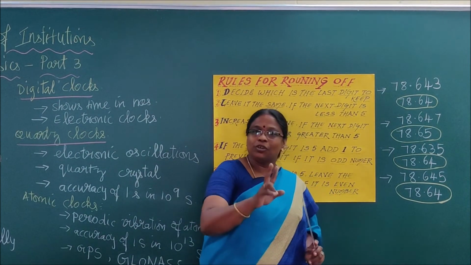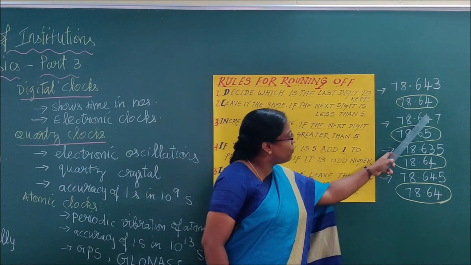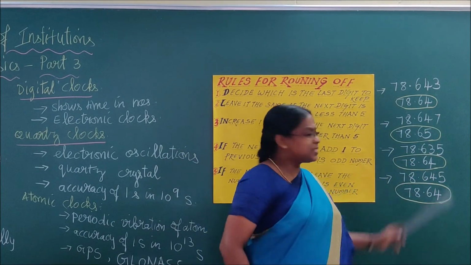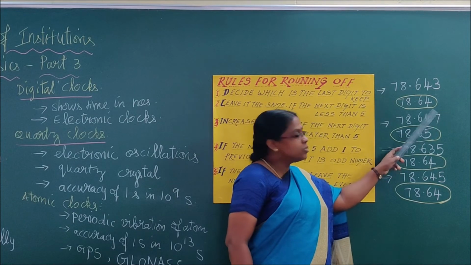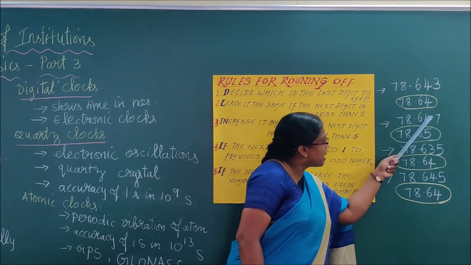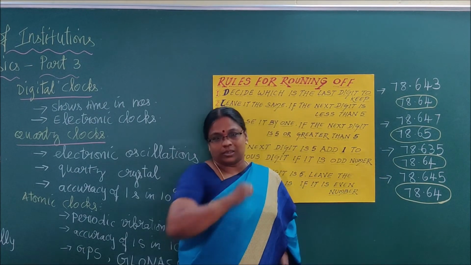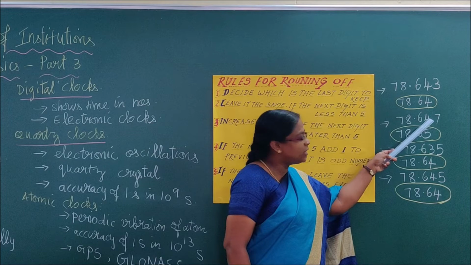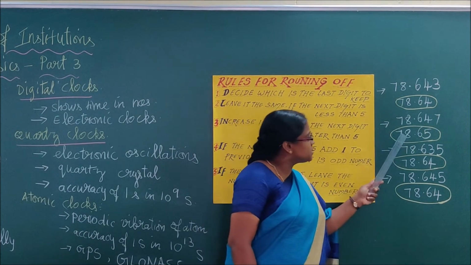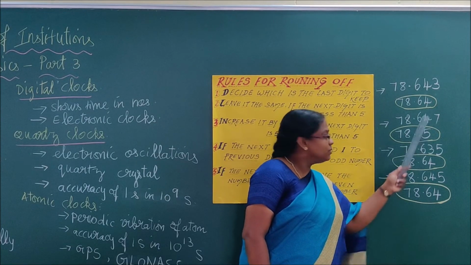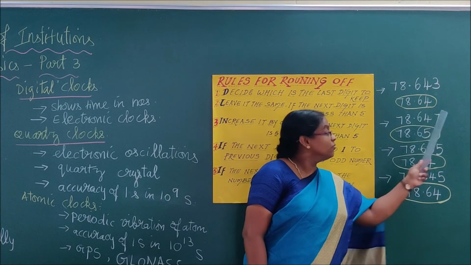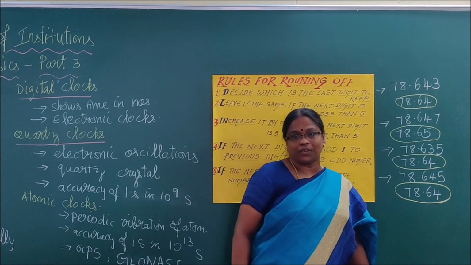Now you see this number 78.647. I have to round it to the second decimal place, 64 itself. But if the next digit is greater than 5, 7 is greater than 5 only, no? So if the next digit is greater than 5, to the previous number add 1. So 4 is increased by 1. So you will get 5. So what is the answer? 78.65. 4 will be increased to 5. 6, 5. When will this be done? If the next digit is greater than 5.